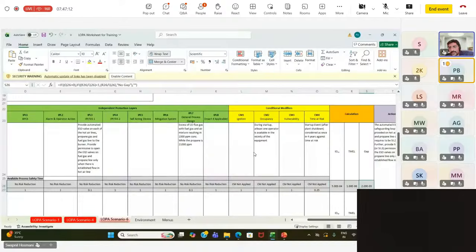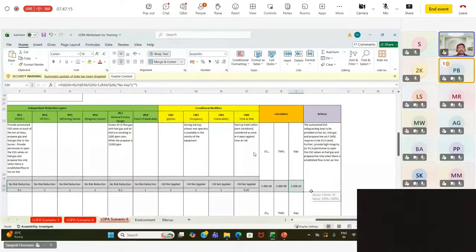So we need to do something here to ensure that the system is safe. Now, I have already provided 3 ESDs as a part of the recommendation. Obviously, I don't want to add anything else as infrastructure. But if I'm able to increase the integrity level of those 3 ESDs or those 3 safeguarding loops, I should be able to meet my requirement of SIL 3 as per the client. So the automated ESD safeguarding loop to be provided in the hot air, fuel gas and propane line of the startup heater requires to be SIL 3 rated. Further, provide a high integrity SIL 3 permissive to open the ESD valves on the fuel gas line only when there is established flow in the hot air lines.